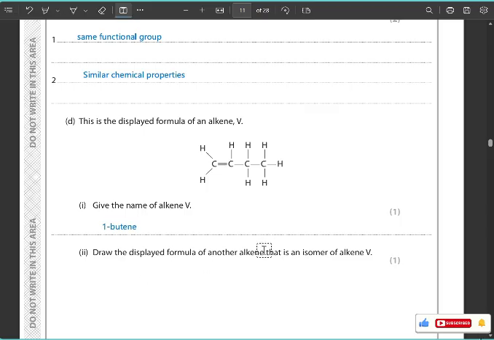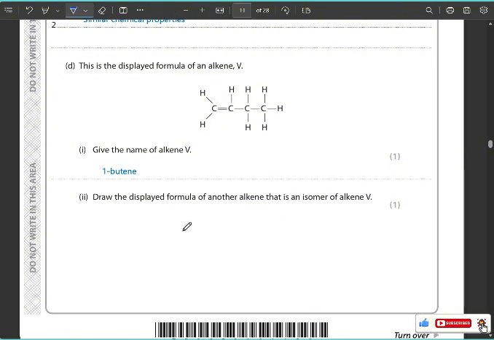Okay, the displayed formula of another alkene that is an isomer of alkene V. You know that the displayed formula is the structure of the organic compound, and isomers are the organic compounds that have the same molecular formula but have different displayed formulas.